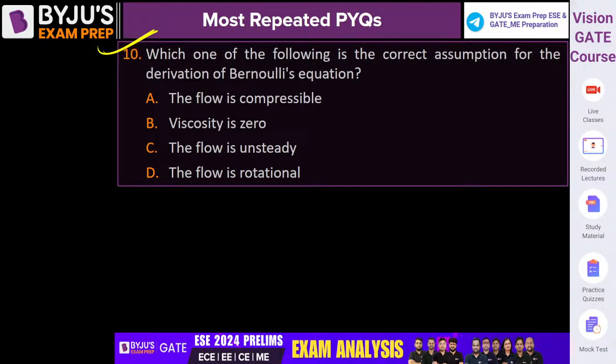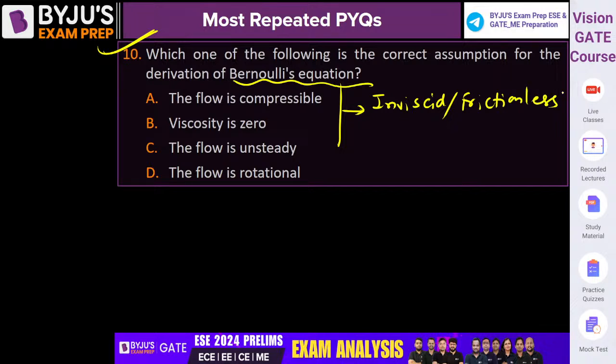Which one of the following is correct assumption for the derivation of Bernoulli equation? For the derivation of Bernoulli equation, it must be inviscid or frictionless, or irrotational, or non-viscous flow. The first assumption is inviscid, non-viscous, irrotational or frictionless flow.